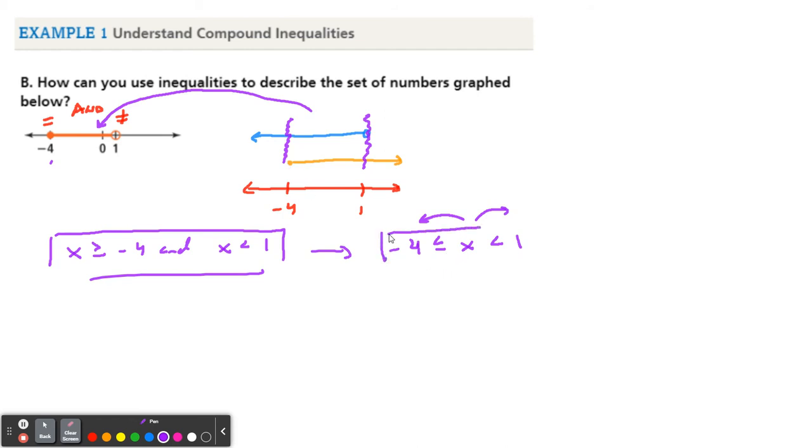This would be a compound inequality, and if you want to write it like this, you're going to see this a lot more often than the separate one with the word and in between.